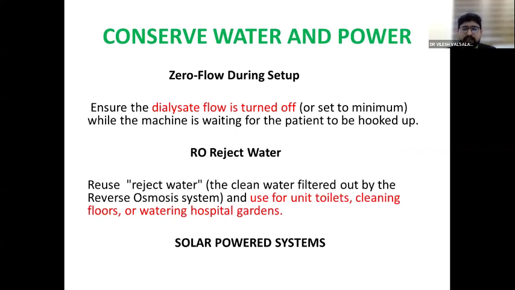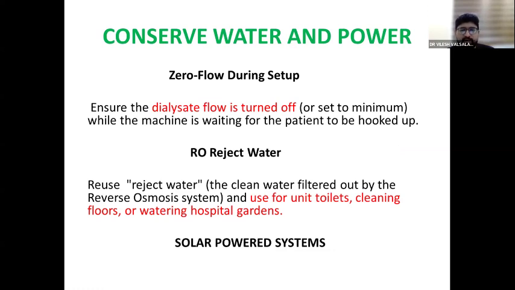Now, next comes conserve water and power. When you talk about conserving water and power, it is a zero flow during setup. Sometimes the patient is not started and not hooked onto the machine, but the dialysate flow is started and is moving. So you ensure that the dialysate flow is turned off or set to the minimum while the machine is waiting for the patient to be hooked up or started. So that is about zero flow during setup.